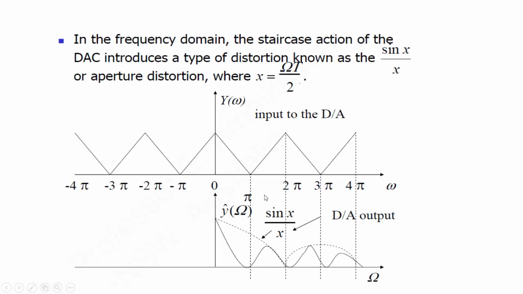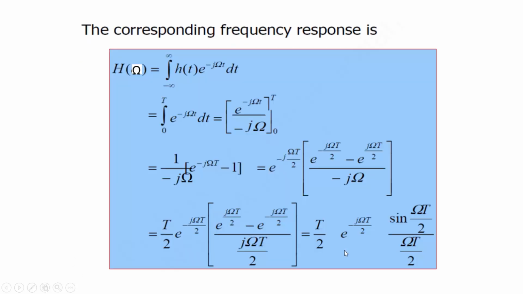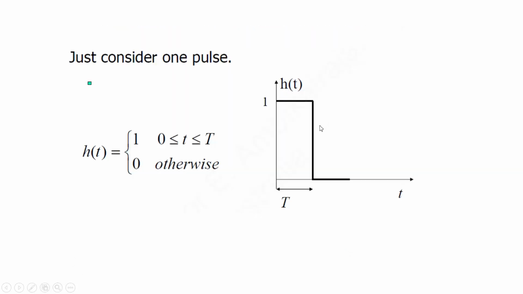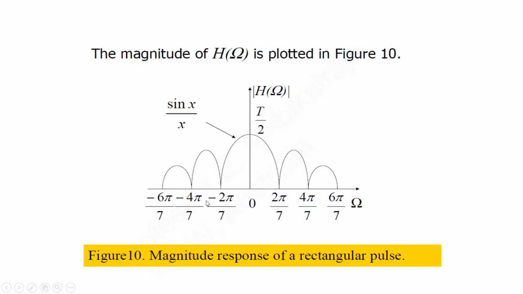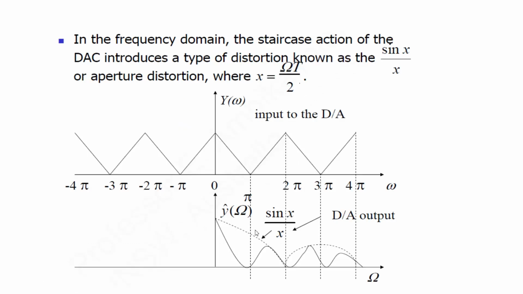Now this is the D2A output, which is basically a sin x by x function. The analysis that we are doing here is that we take one pulse, take the frequency response of this pulse, and we find that the frequency response is actually a sinc function. It is above the x-axis because we are taking the magnitude, so it is the magnitude response. Therefore, this sin x by x is actually the D2A output.